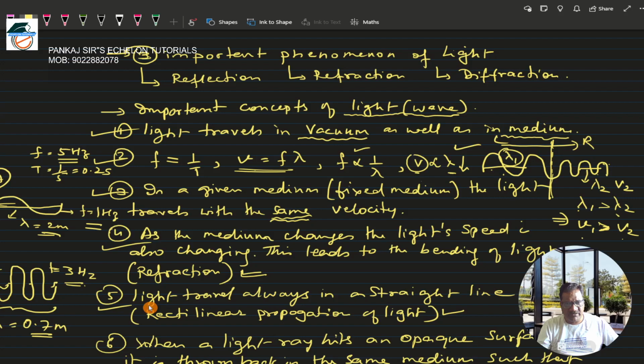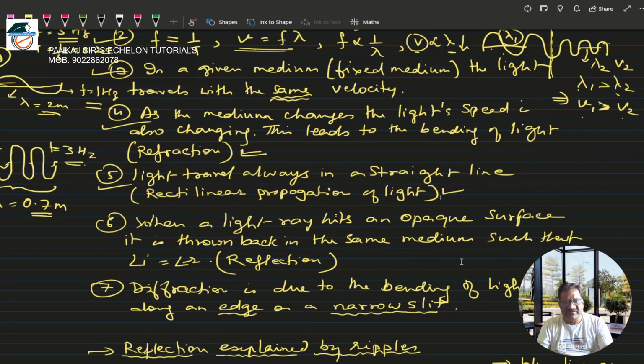And the sixth point is when a light ray hits an opaque surface. Now see, light travels in the form of a beam and it travels also in the form of a wavefront. Okay, so when a wavefront of light or when a beam of light or when a ray of light is hitting some opaque surface, okay, what is happening? That beam of light or that wavefront is sent back or thrown back in the same medium. This particular phenomenon is known as reflection.